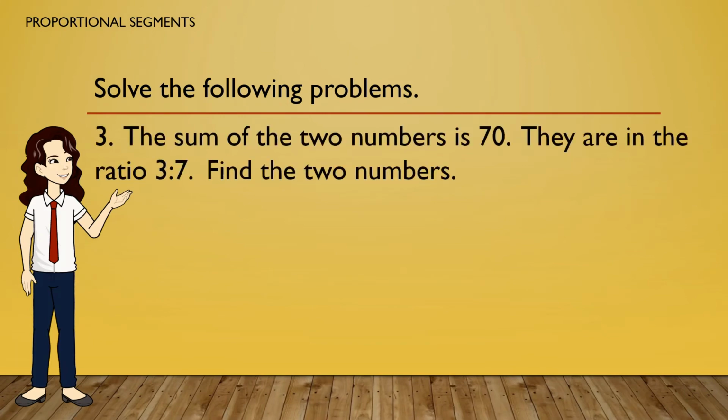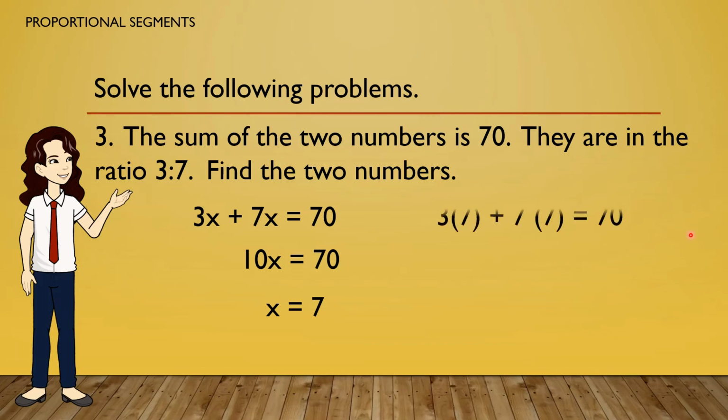Okay, number 3. The sum of two numbers is 70. They are in the ratio 3:7. Find the two numbers. So you're going to get the ratio, which becomes 3x plus 7x is equal to the sum, and that is 70. Then 3 plus 7 is 10x is equal to 70. Then divide this by 10. 10x divided by 10 is x, then 70 divided by 10 is 7. So, our value of x is 7.